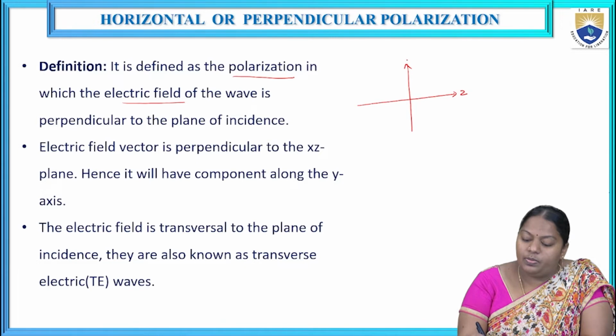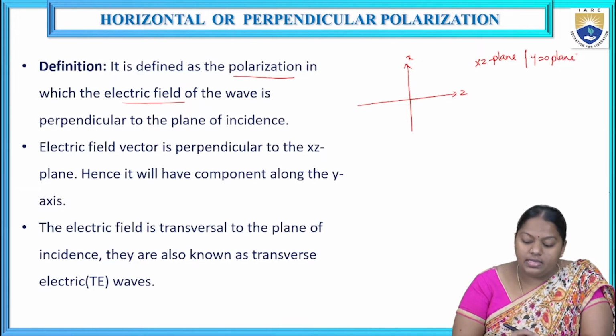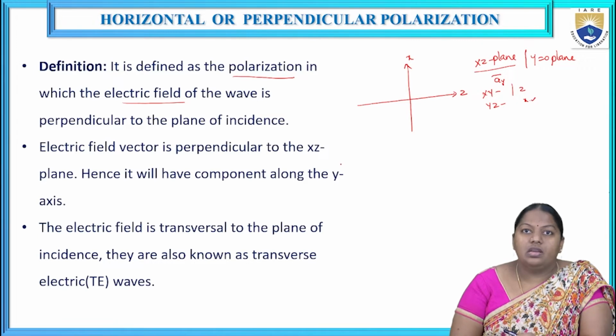Horizontally, we are considering the z direction and x direction. The xz plane is also called the y equal to 0 plane. So the direction with respect to this plane is ay, right? So the xz plane means the y direction. Suppose we are considering the xy plane, this is also called the z direction plane. Or if we consider the yz plane, then the x direction we are supposed to consider, right?